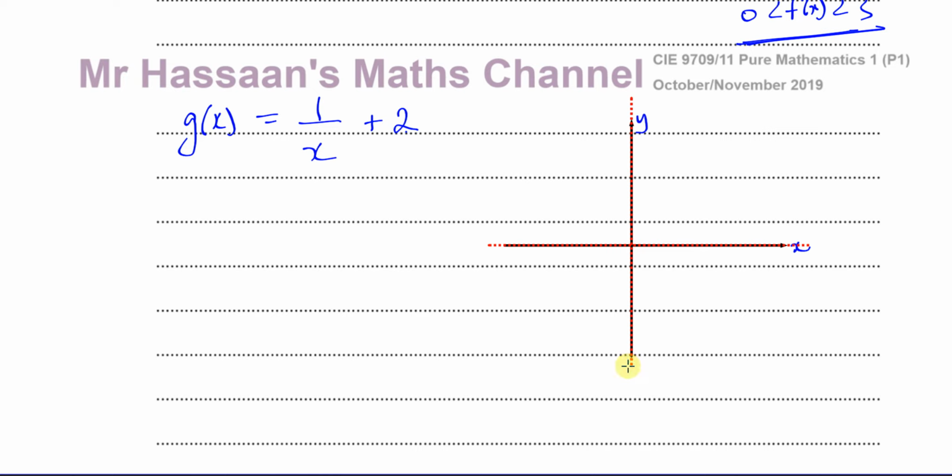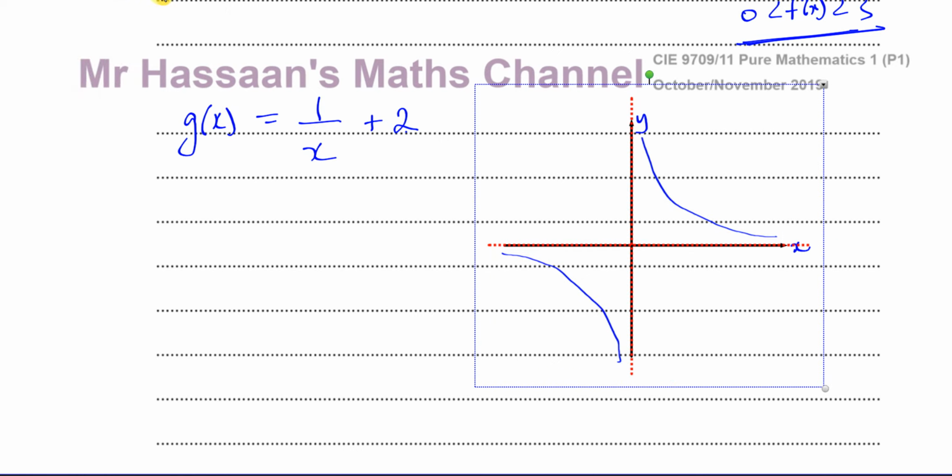There will be my 2 asymptotes, and the graph would look like this. This would be y equals 1 over x. That's what I'm drawing first. Okay, that's what it would look like, 1 over x. Now what I'm going to do is, let me group these together.